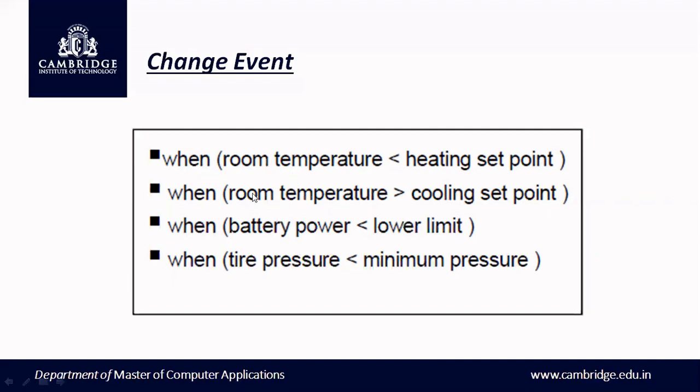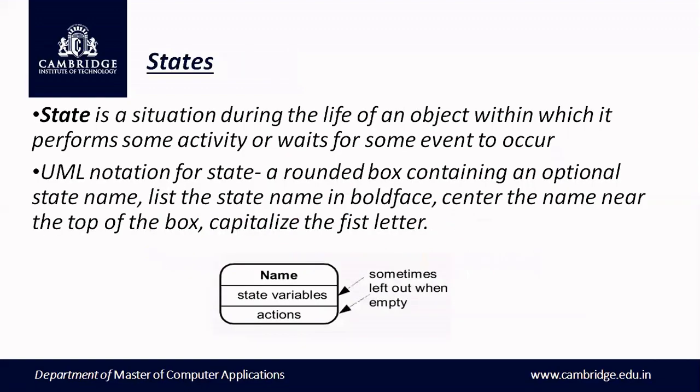Similarly, you have other examples as well, such as battery power less than lower limit and tire pressure less than minimal pressure. So here you have Boolean expressions which can be specified within the parentheses. Once the expression is true, we can see the transition takes place. We call such an event a change event, which helps in identifying the change of the state. So that is about the events.